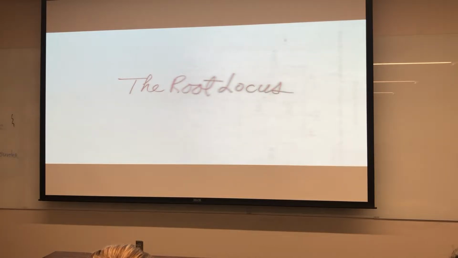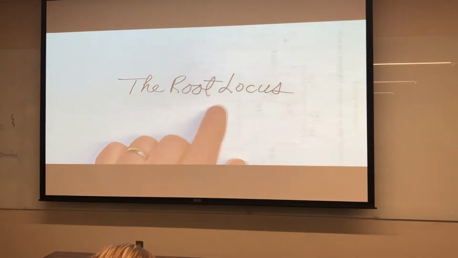All right, let's go ahead and get started. Our focus today is a new topic. It's a new way of doing design, different from what we've been doing. In this course, we study basically two methods of control system design. One is using the frequency response, and today we're going to look at the time response of systems, and we're going to relate the time response to this idea of something called the root locus.